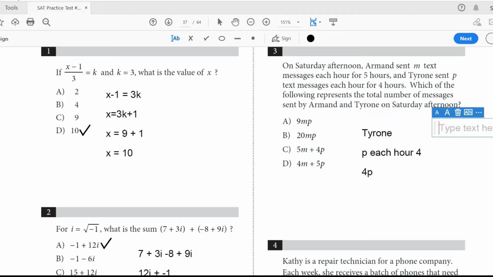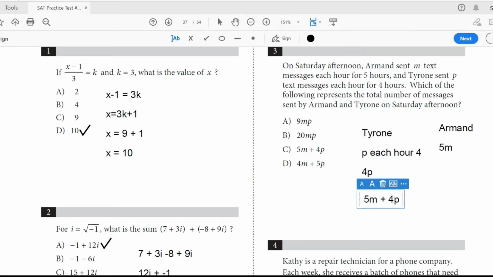Meanwhile, if we do the same thing for Armand, he sent M messages each hour for 5 hours, which is basically 5M. We add these up as the question asks, and we get the answer of C.